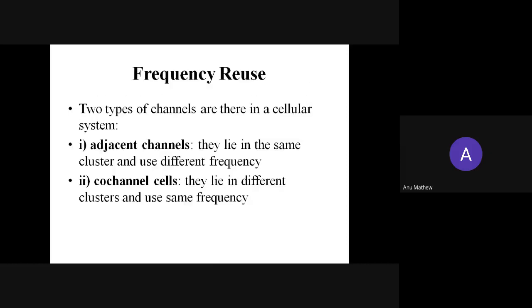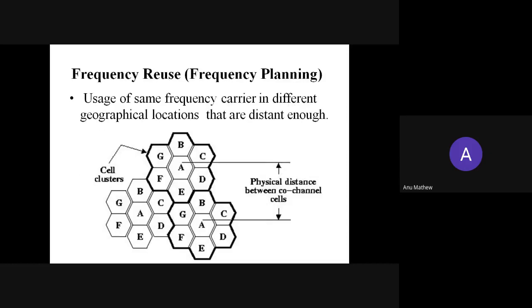So in A, a frequency band is allocated, and in this A the same frequency band is allocated. This cluster is repeating again here also, and again here also. The same frequency bands are used in this cluster also.